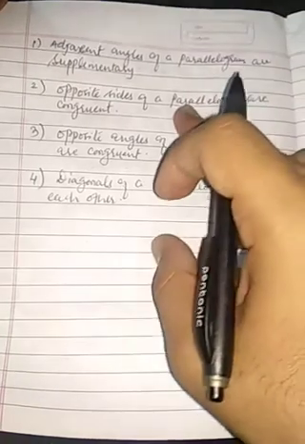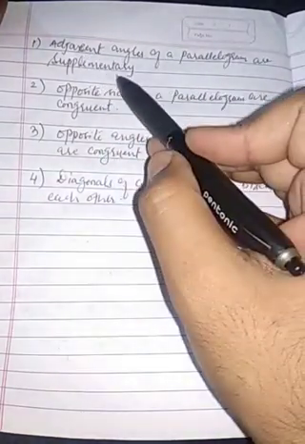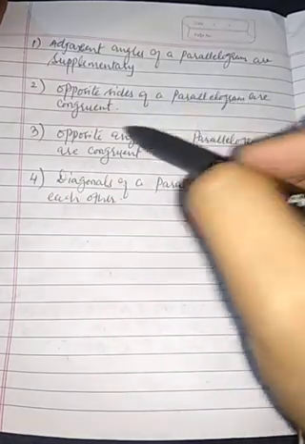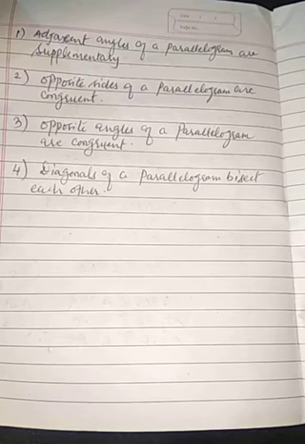So I'll repeat this for you. Adjacent angles of a parallelogram are supplementary, opposite sides of a parallelogram are congruent, opposite angles of a parallelogram are congruent, and diagonals of a parallelogram bisect each other. That means they divide each other into two equal parts.